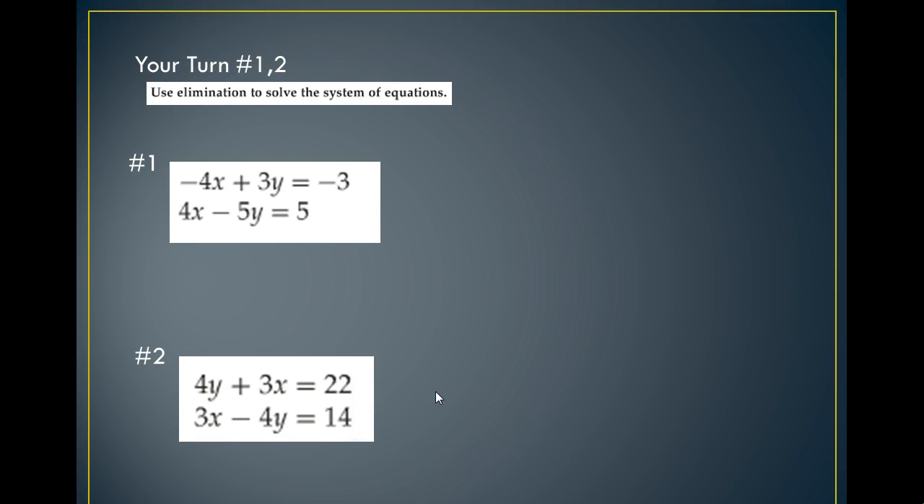Okay, so here's where it's your turn. Make sure you pause the video and solve numbers 1 and 2. Here, let's do a little hint. What I would do is, I see already negative 4x and positive 4x. So I would actually add to get rid of this side here.